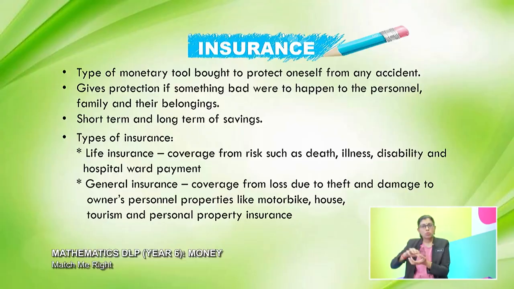It could be short-term and long-term savings. And types of insurance, we have two: life insurance and general insurance. General insurance covers properties like motorbike, house, tourism and personal properties. Okay? So do you understand? Yes, teacher.